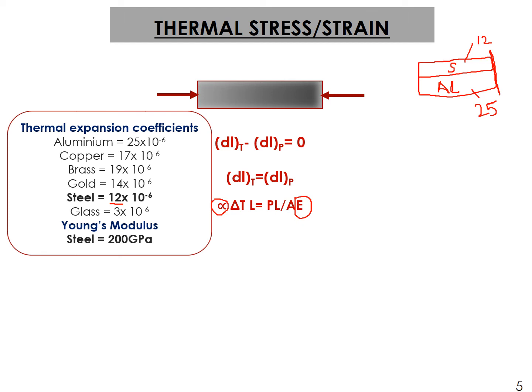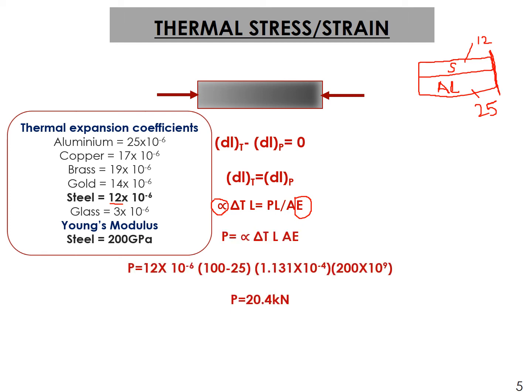So let's substitute all the values, and here we get 20.4 kilonewton. So this is the load acting on this. This is P, the load acting on the cross section.